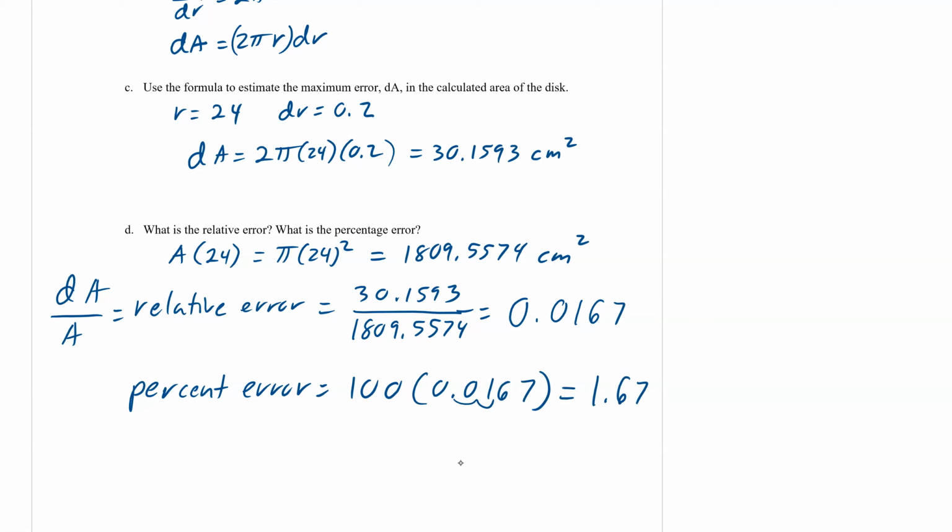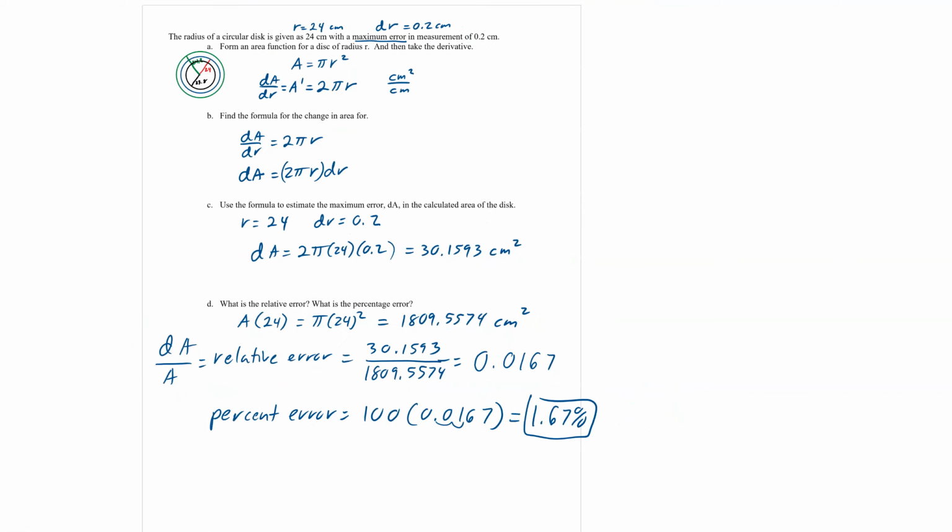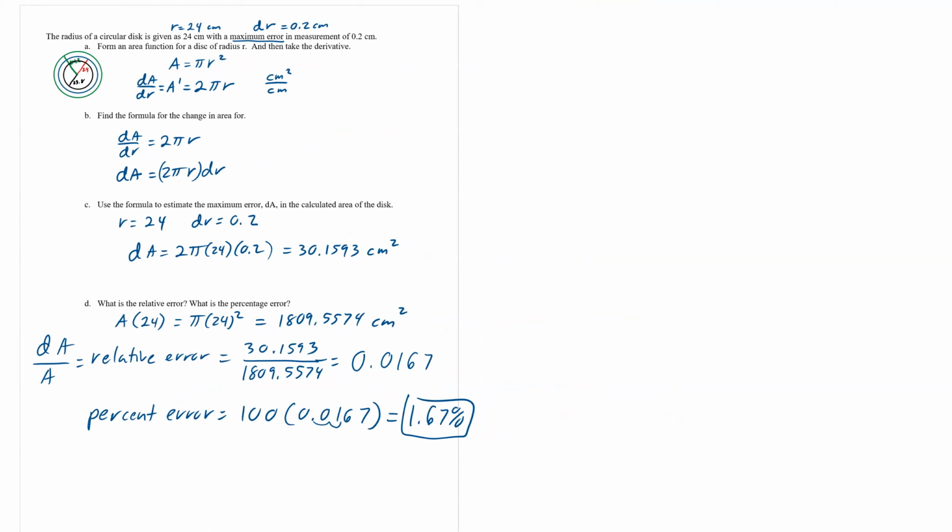So it's 1.67% off. So now you can argue, look, you make an error of 0.2 centimeters with only a radius of 24, and our area is going to be off by 1.67%. That's not good. We need it to be like, I'll take a 0.01% or a 0.1%. But there you have it. That's relative error.